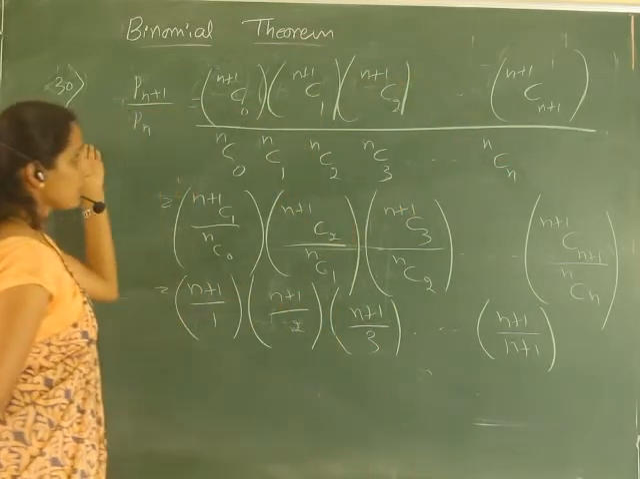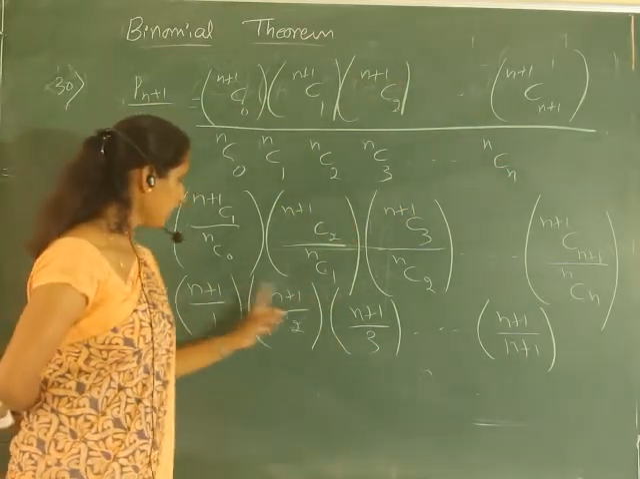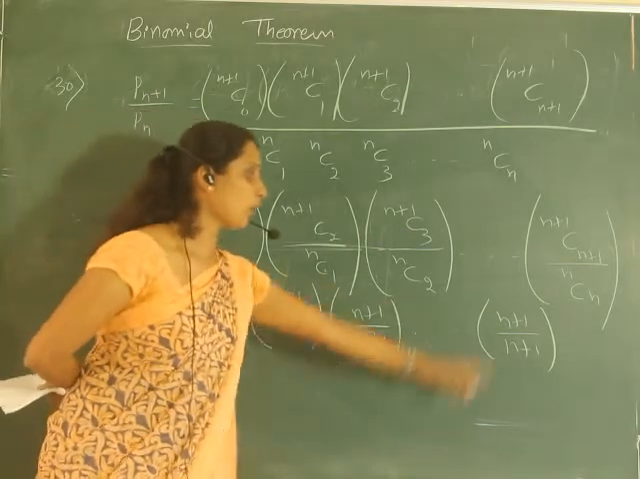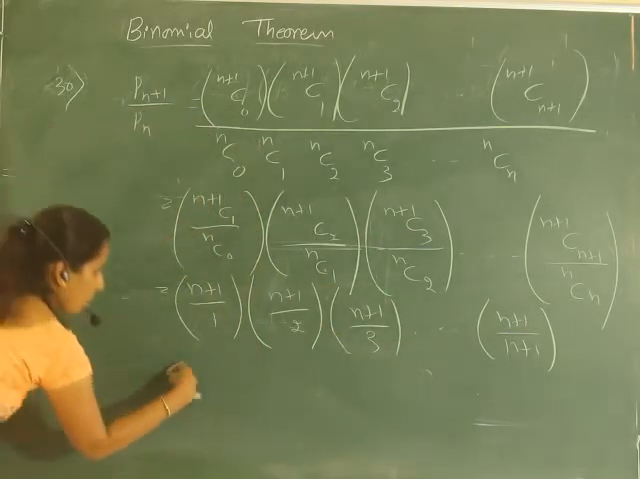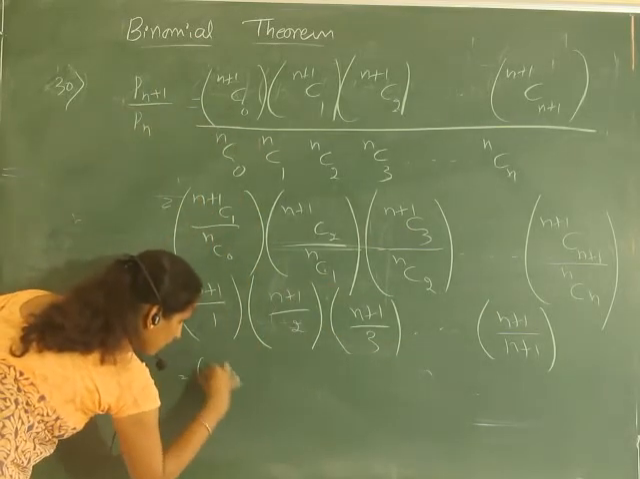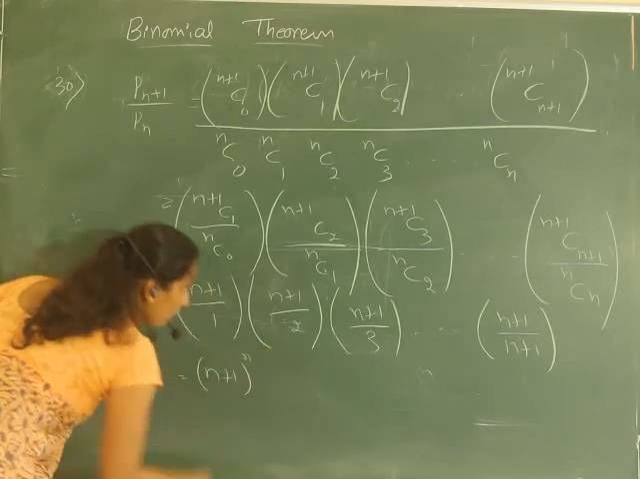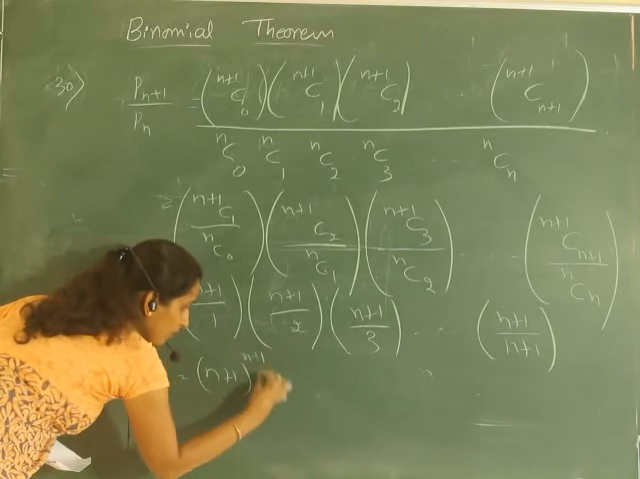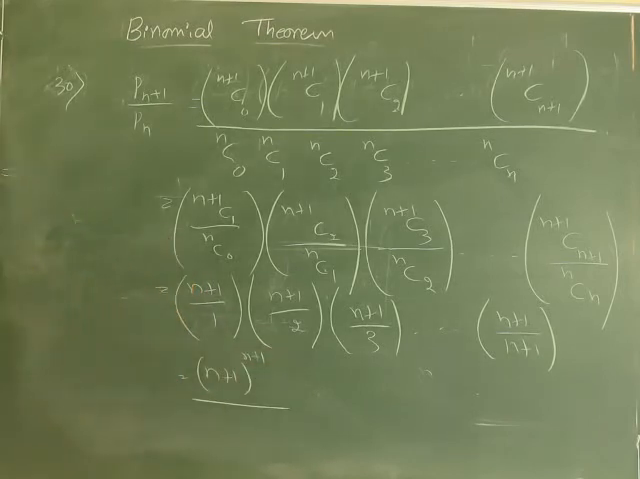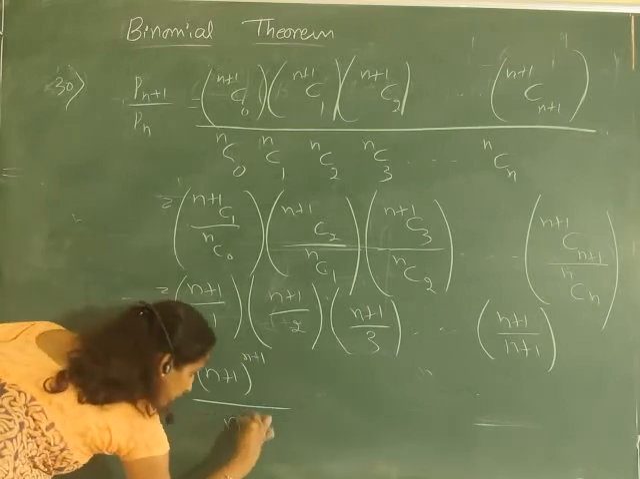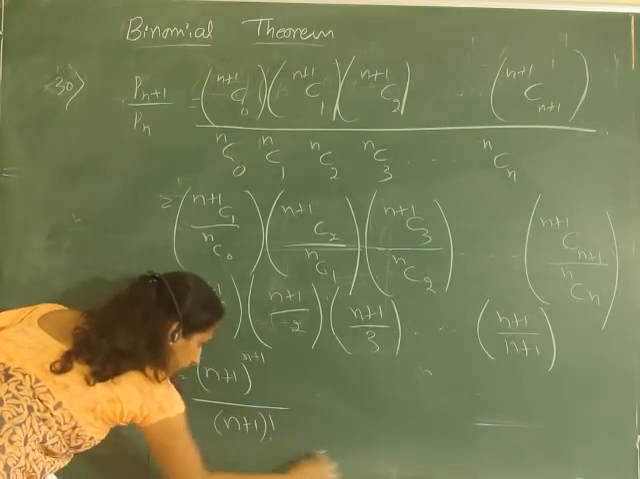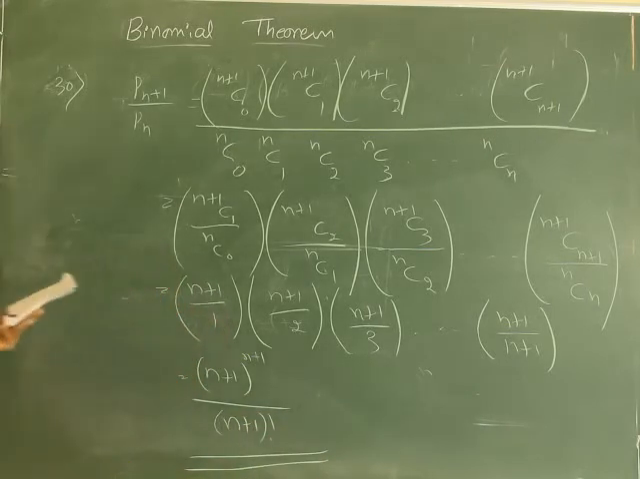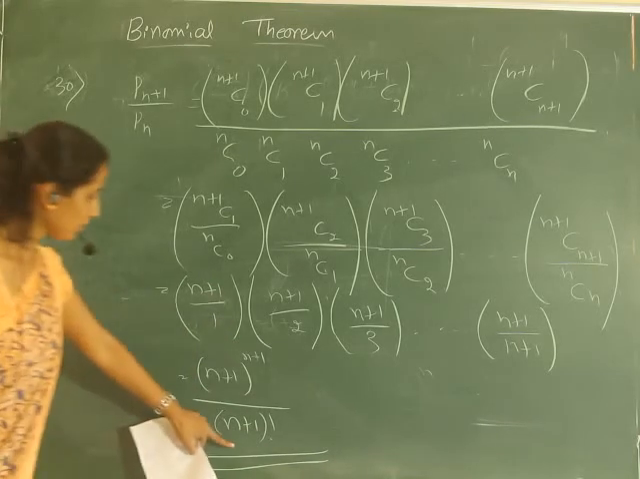One term we have cancelled, so the remaining terms will be n plus 1. So n plus 1, n plus 1, n plus 1, how many times? n plus 1 times. So n plus 1 to the power n plus 1, divided by 1, 2, 3, so on up to n plus 1, which is n plus 1 factorial. n plus 1 to the power n plus 1 divided by n plus 1 factorial.